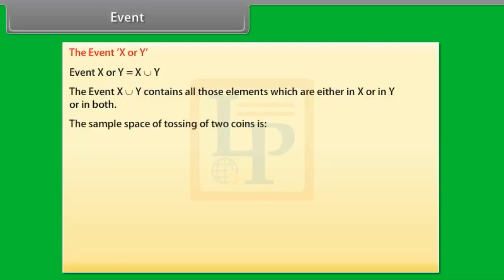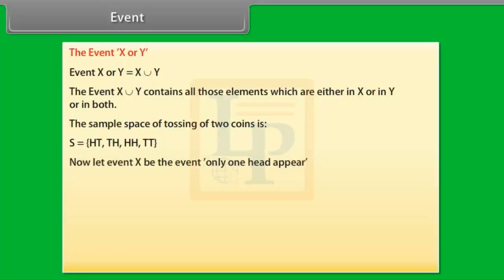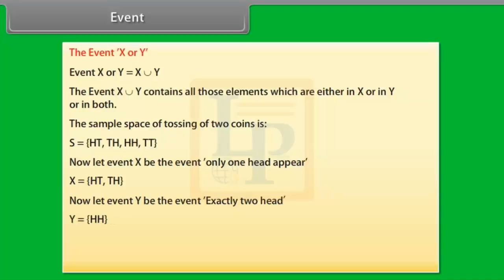The sample space of tossing 2 coins is S is equal to HT, TH, HH, TT. Now let event X be the event only one head appears. X is equal to HT, TH. Now let event Y be the event exactly 2 heads. Y is equal to HH. The event X union Y is equal to HT, TH, HH.